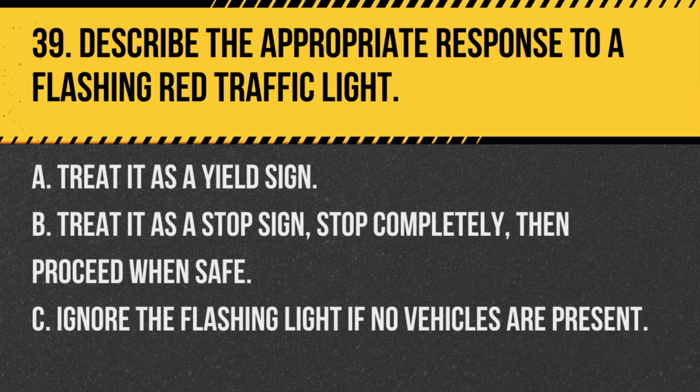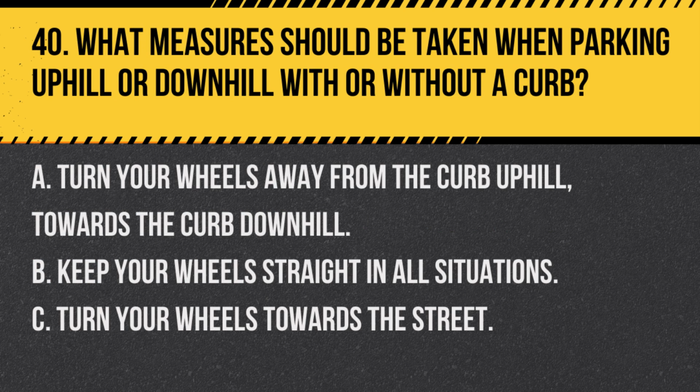Question 39. Describe the appropriate response to a flashing red traffic light. A. Treat it as a yield sign. B. Treat it as a stop sign. Stop completely, then proceed when safe. C. Ignore the flashing light if no vehicles are present. Answer: B. Treat it as a stop sign. Stop completely, then proceed when safe. This ensures intersection safety.